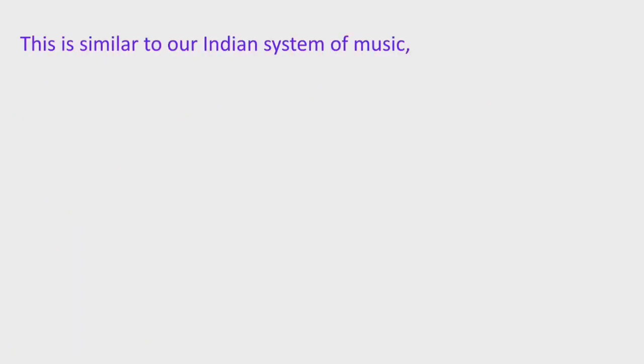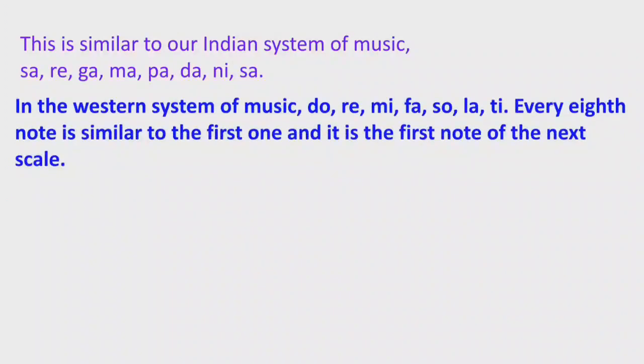This is similar to our Indian system of music. We know our Indian system of music: Sa, re, ga, ma, pa, da, ni, sa. In the Western system of music: do, re, mi, fa, so, la, ti. Every 8th note is similar to the first note, and it is the first note of the next scale. Sa, sa. In the Western system of music also, do, do. Every 8th note and first note are similar.